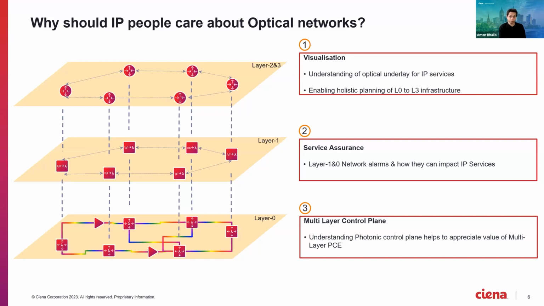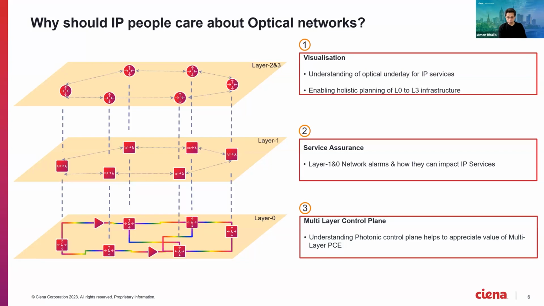And it can also enable a holistic planning of a layer 0 to layer 3 infrastructure. Second point comes as a service assurance. So layer 1 and layer 0 networks have their own network alarms. They have their own performance monitoring points. Now, how these performance monitoring points can impact your services, and to what level can you ignore them, or you can correlate with the IP layer alarms and services to provide more service assurance.